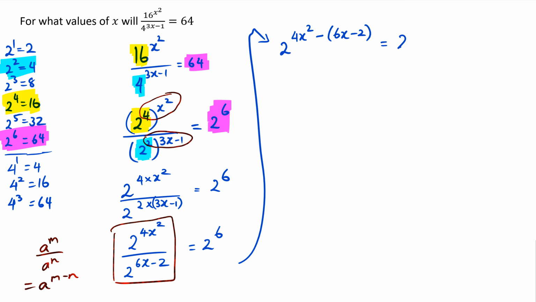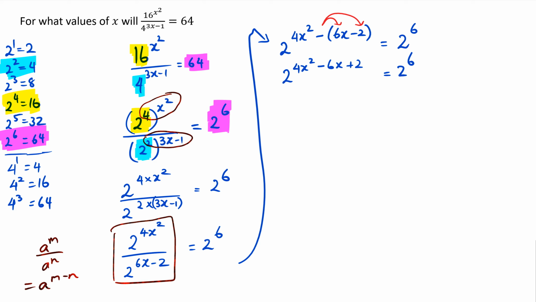And all of this is now still equal to 2 to the power of 6. So expanding the brackets, I get 2 to the power of 4x squared. And I've got to go minus times negative 6x and minus times negative 2, which means I'm going to get negative 6x plus 2. And all of this is equal to 2 to the power of 6. I'm hoping I actually got this right. Let me just double check things. Okay, I think everything is looking good so far, but what do we do next?